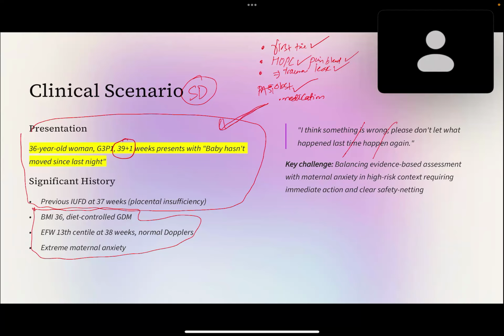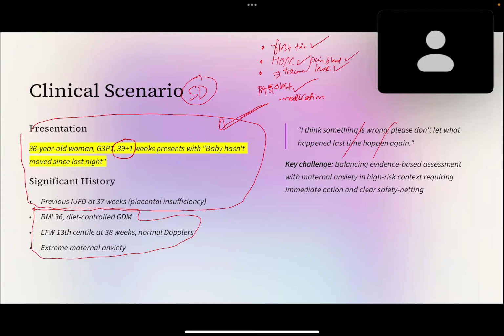So your patient is at 39 weeks. How will you manage this patient? What will you do? You have done with your history and examination, and is there any positive finding on examination? There is no positive finding on examination. Fetal heart rates are positive, and she has diet-controlled gestational diabetes mellitus, blood sugar levels are normal.